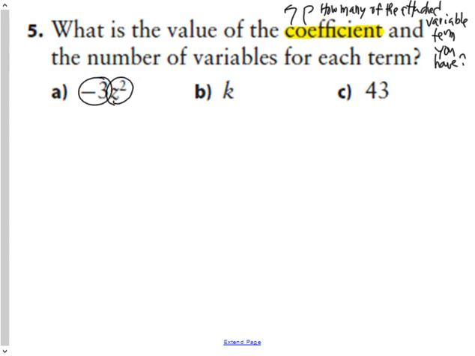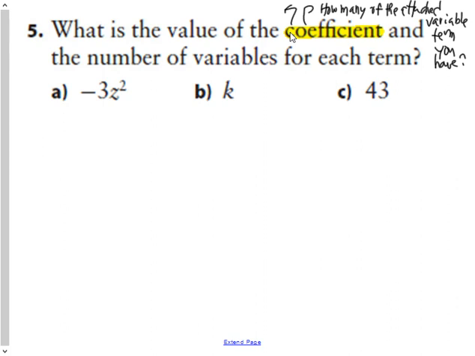In the second term, right here, there is no coefficient written. But if I was to ask you how many k's do I have, we would say it's 1 k. And going back to the last section, we said that coefficients of 1 and exponents of 1 never necessarily have to be written. We would think that would be strange. So the coefficient for k is 1, and the number of variables is 1. It's just the k itself.